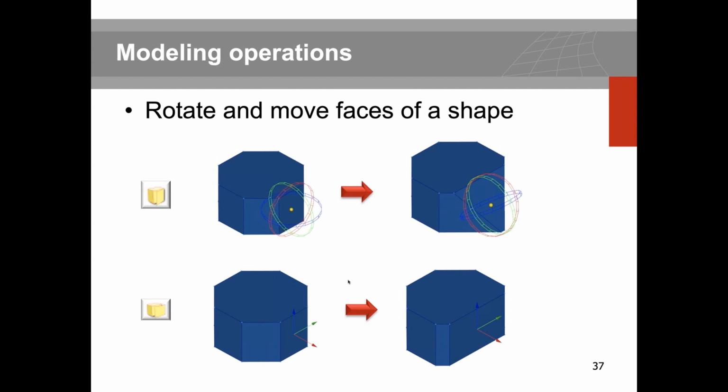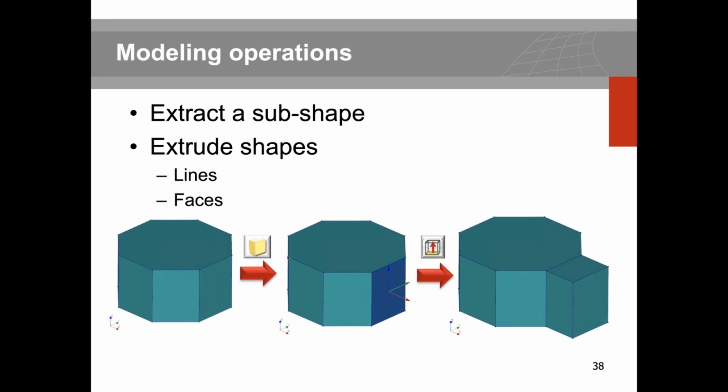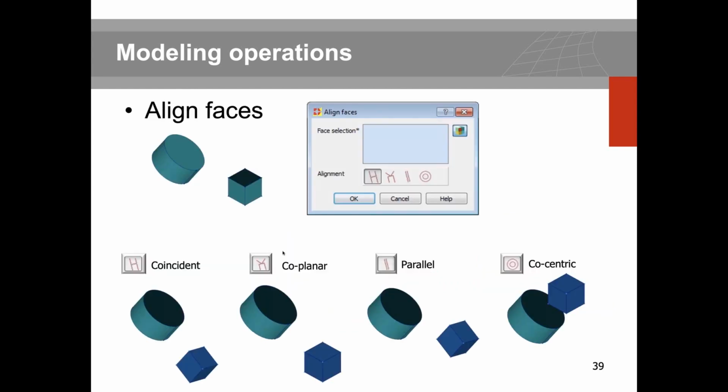Other modeling operations enable you to rotate or move, face, or adjust your shape. So you can do that via dialog box, but also interactively in the working window. You can select and extract subshapes and extrude this selected face and edge at any stage in your geometry. You can match different parts of your model with respect to each other using the align face function when you have different objects in your working environment and using the different alignment options that are offered.